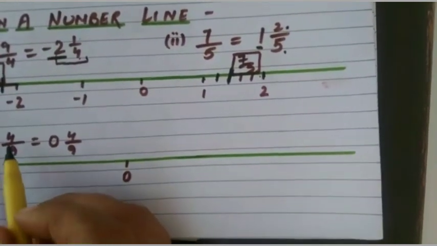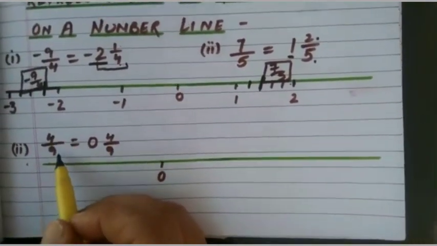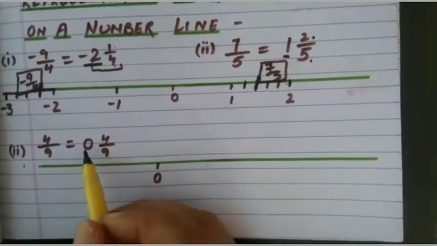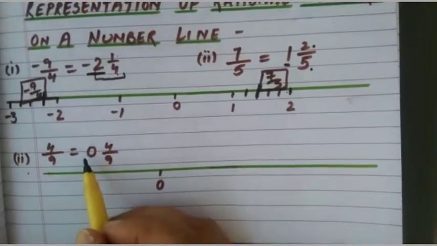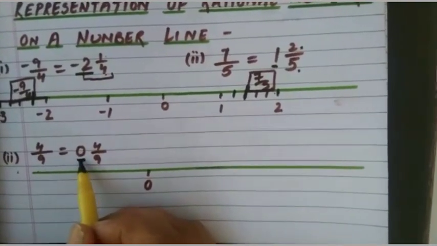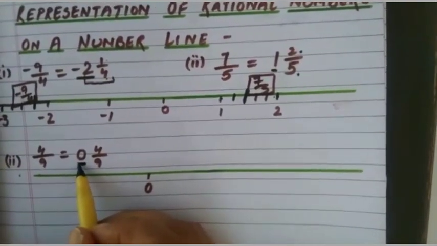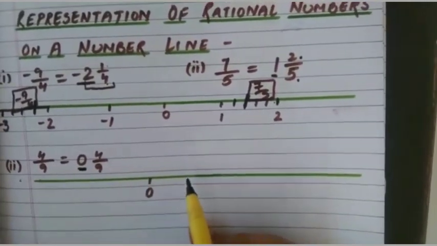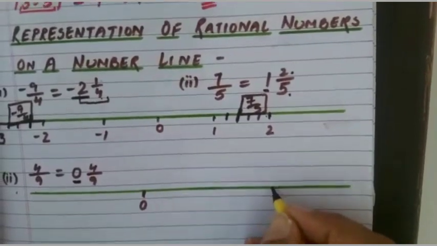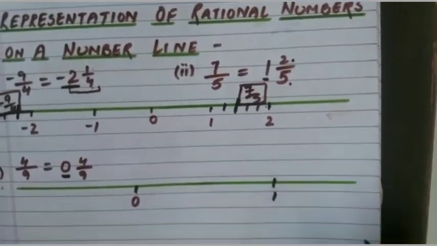I have taken this example 4/9. So this also can be written like this in the mixed fraction, correct? There is no whole number, so we can write it as 0. And this whole number tells us that this rational number will lie between 0 and the next number 1. So this is 0, and we will write 1 somewhere here.